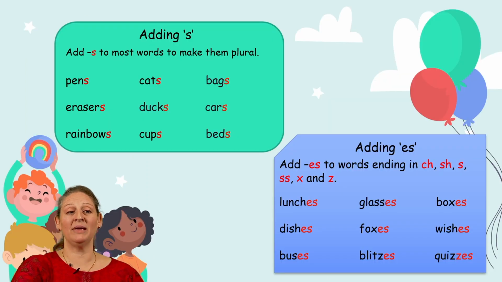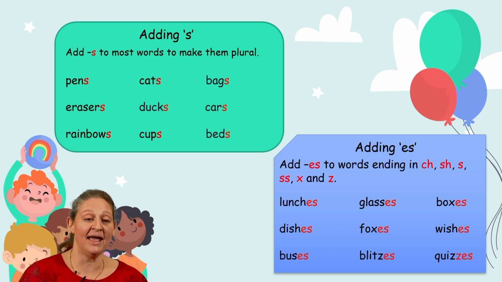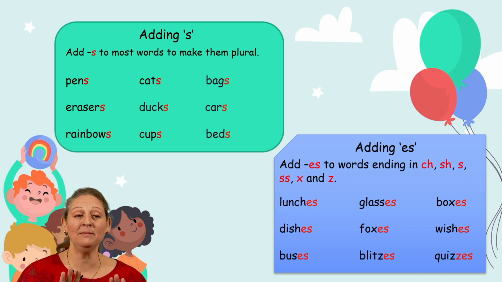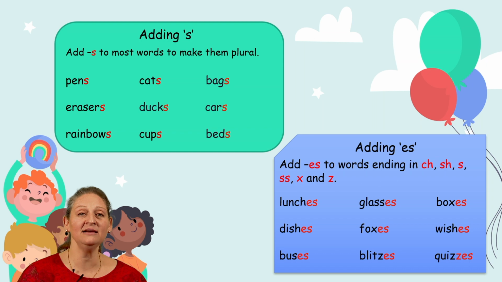Here is how we make words plural. For adding S, to make most words plural, all we do is add S. Look at the word, pen, pens. See, I have the word in black. When we make it plural, I added the S in red color.